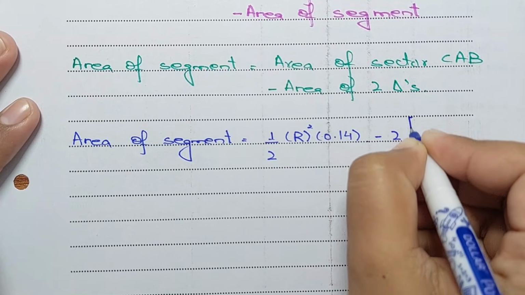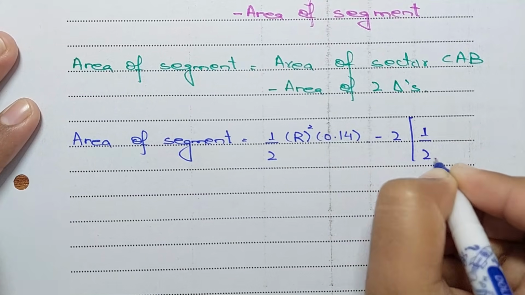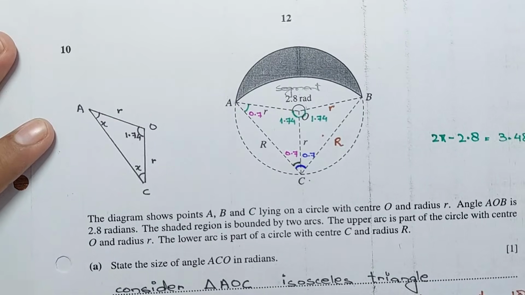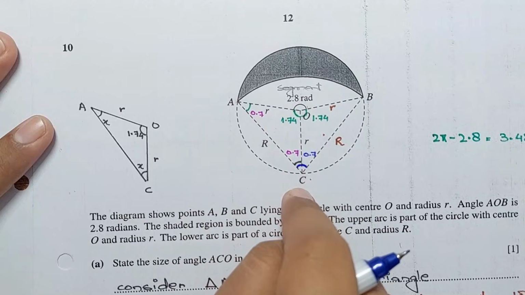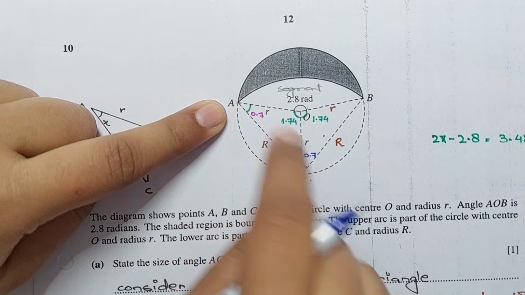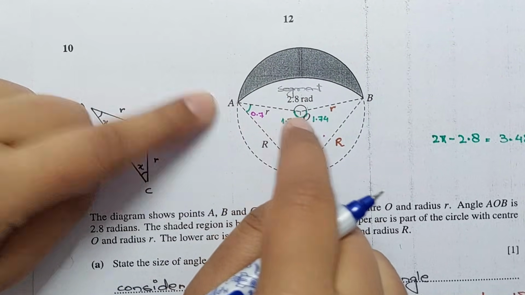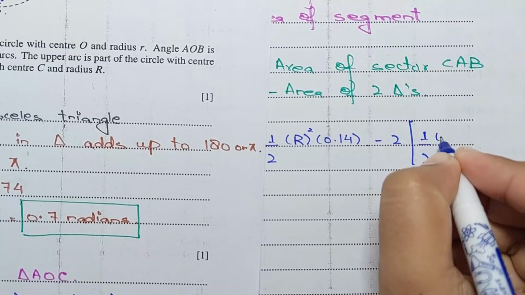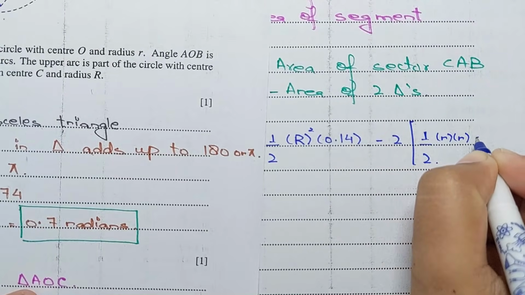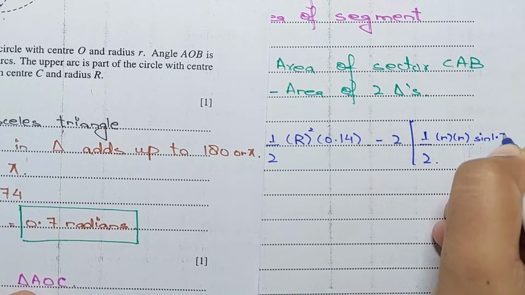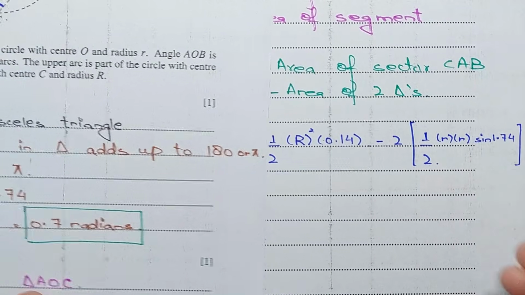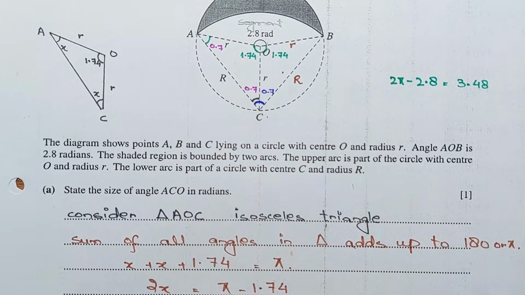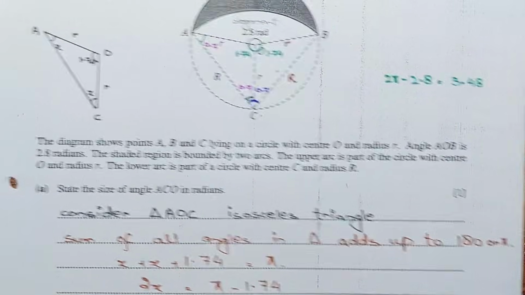2 times area of a triangle is half AB sine C. Okay, if I consider this triangle A, O, and C, so these two sides are R and R and sine of the angle between them. So the AB and sine C. So R into R and sine of 1.74. This one is also the same because they are symmetrical. R R sine of angle between them. So we consider this as two triangles, right?